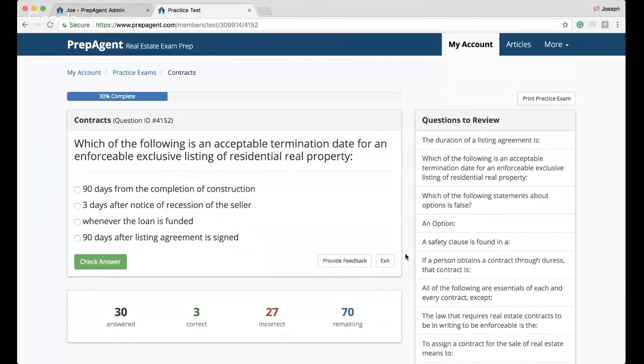Okay. Which of the following is an acceptable termination date for an enforceable exclusive listing of residential real property? 90 days from the completion of construction, 3 days after notice of rescission of the seller, whenever the loan is funded, or 90 days after the listing agreement is signed. So which one of these are acceptable?